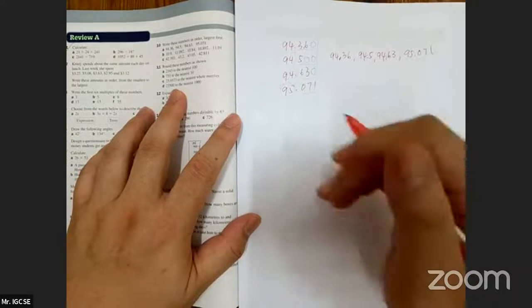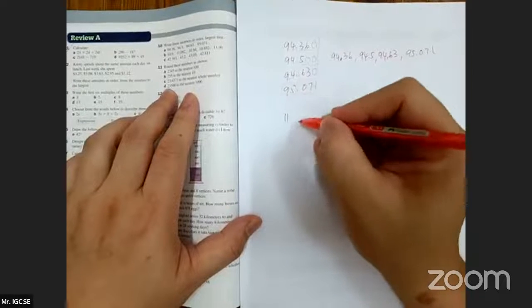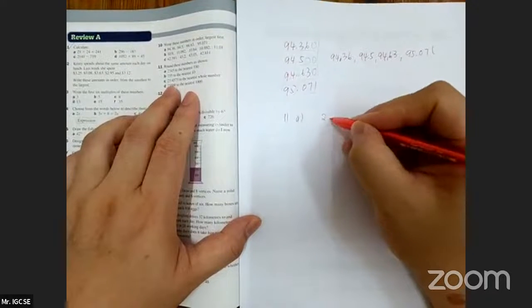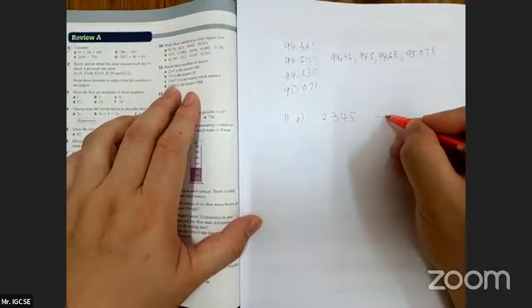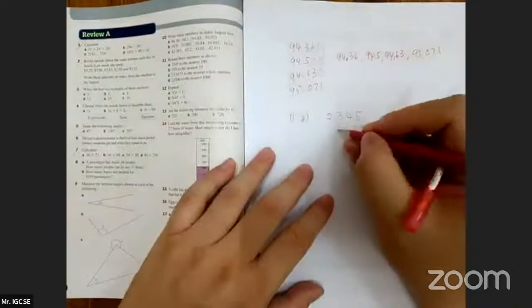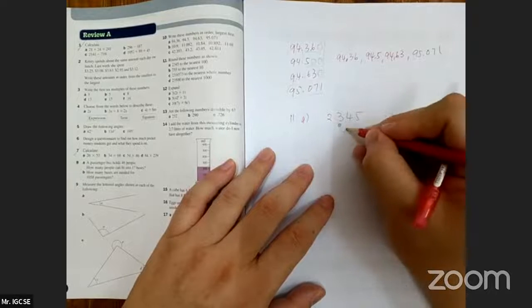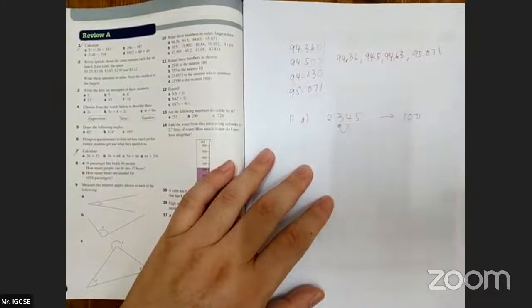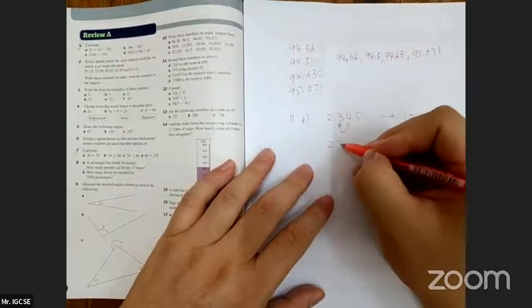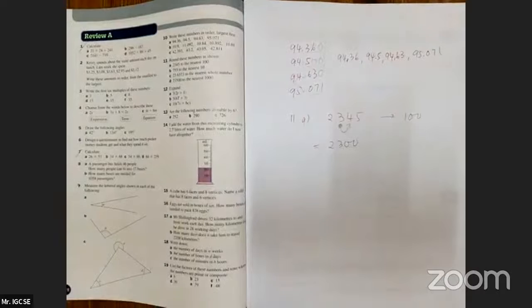Okay. So when you have, let's try the number 11a, 2,345 to the nearest 100. So when you have 100 here, for my method, I will draw a dot here and then look at the next number, the smaller number. If this is 4, then this will remain 3. So it's 2,300. Can you see? So this is the way of doing.